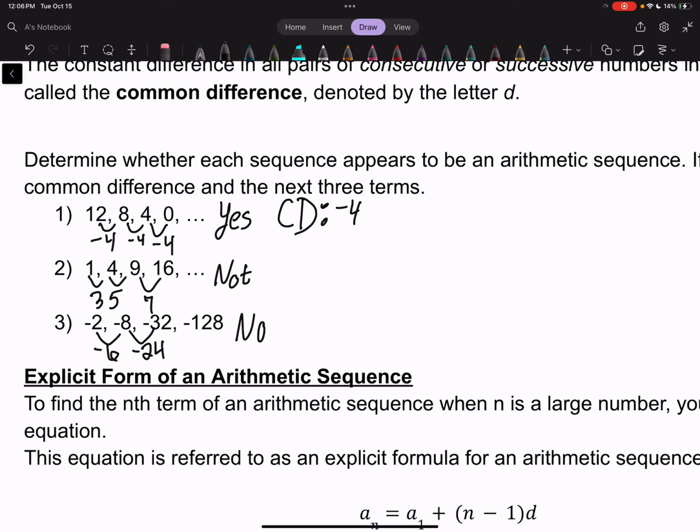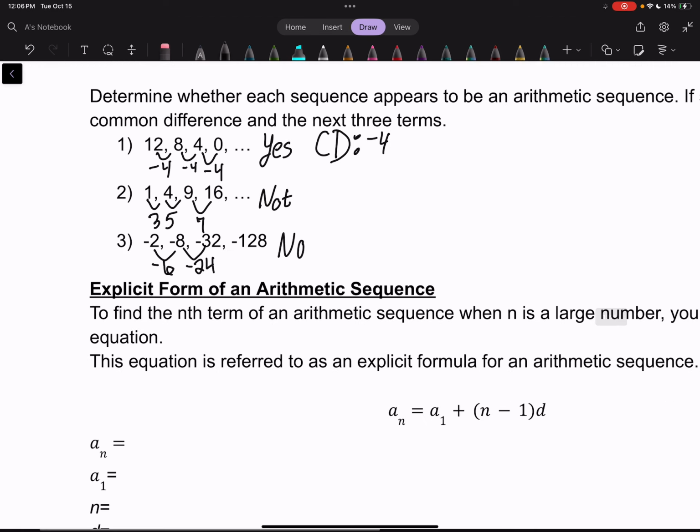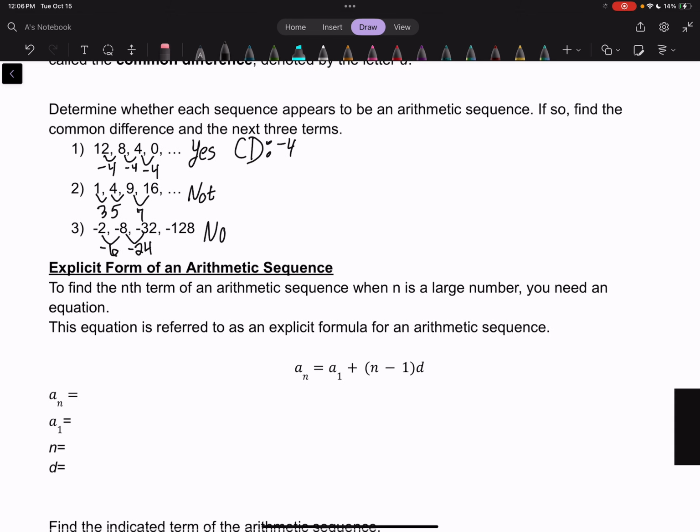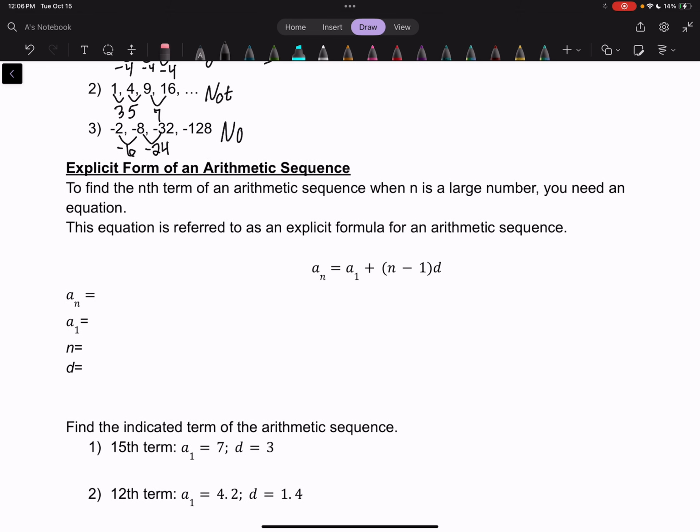Now, this is all jim and dandy. If I asked you what the next term was for number 1, for example, you would do 0 minus 4 and say -4. If I asked you the third next one, 0 minus 4, -4, minus 4, -8, minus 4, -12. That works great, but if I ask you what is the 100th term in that sequence, that'd be quite hard to do. So what we're going to do instead is the explicit form of an arithmetic sequence.